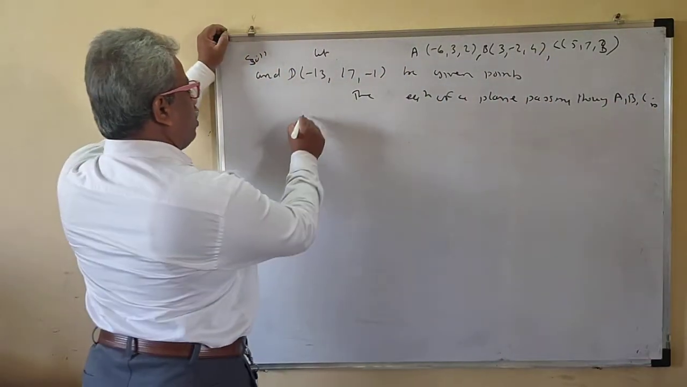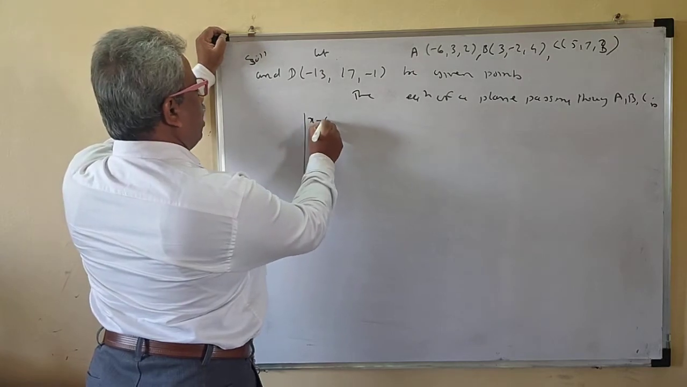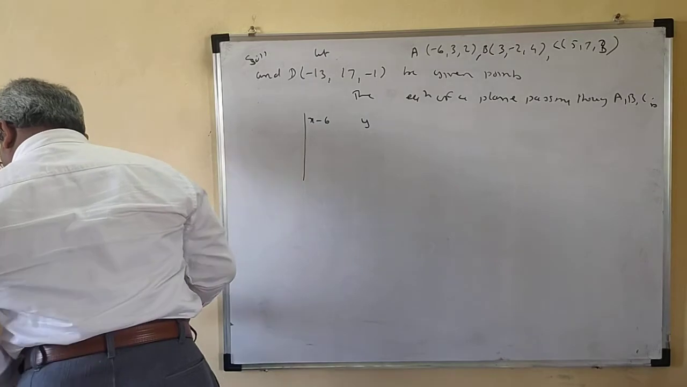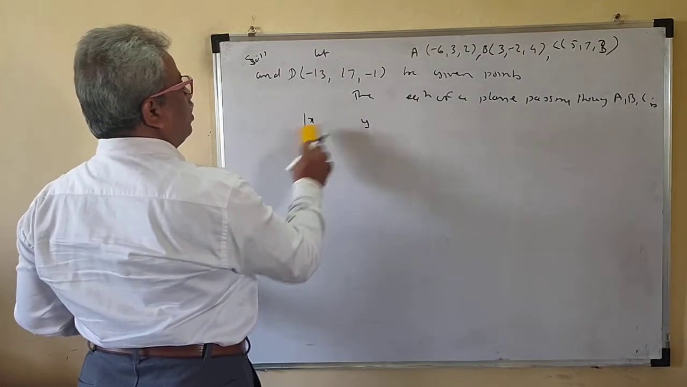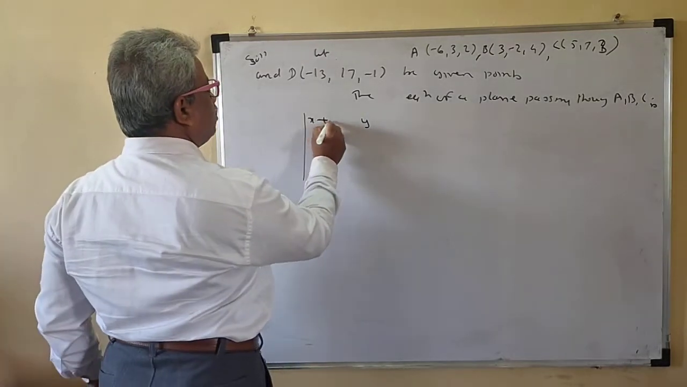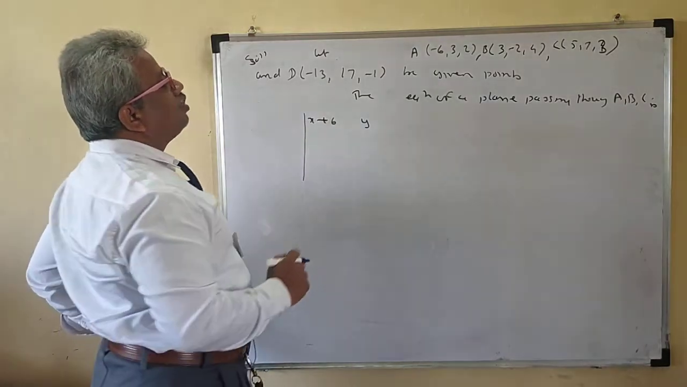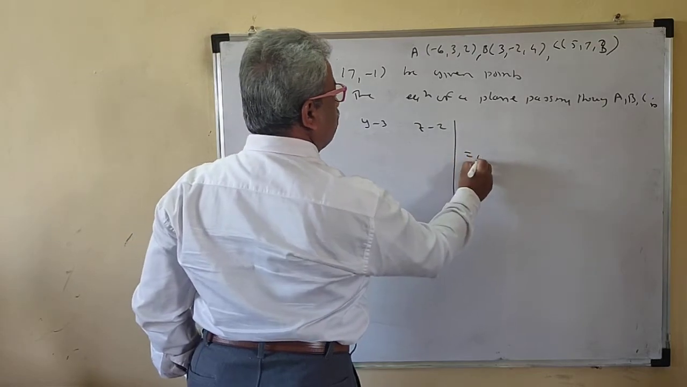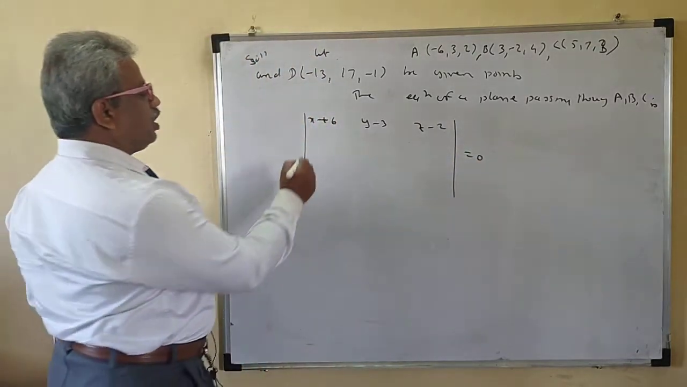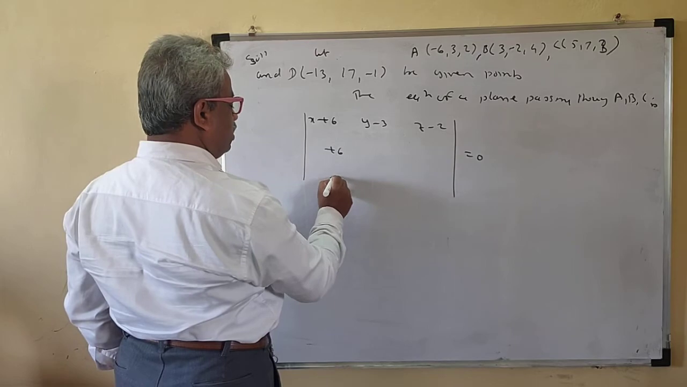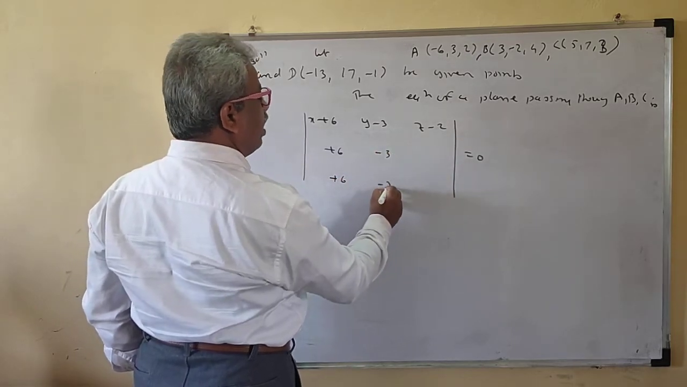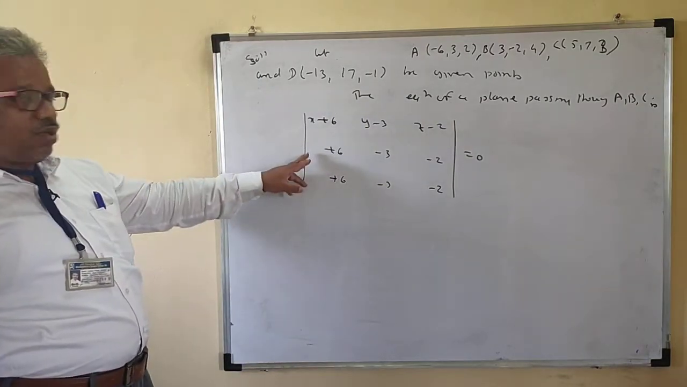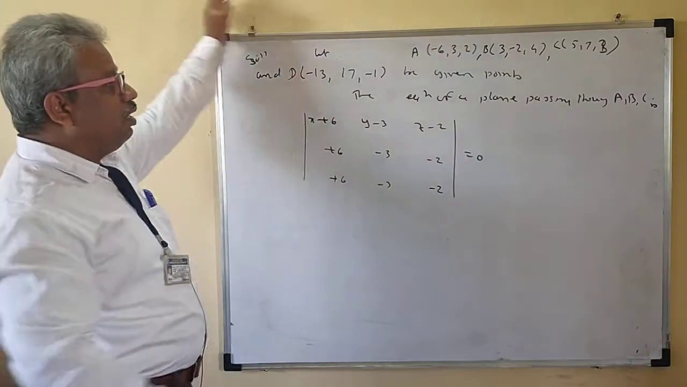So this is what I will use: x minus x1. You have to change the sign here, so x plus 6 will be there. Then y minus 3, z minus 2, equal to 0. The plus 6, minus 3, minus 2, I have to write as it is. Only here I have to write the x, y, z coordinates of the point B.